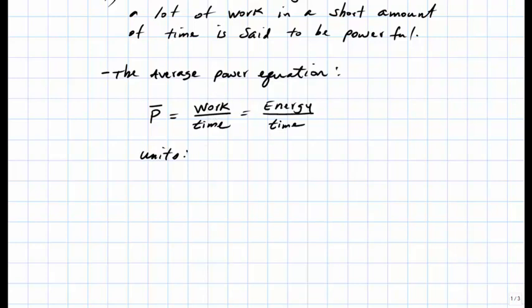Work has units of joules, and time is measured in seconds. And as it turns out, a joule per second is called a watt. So power is measured in units called watts. We will now derive another equation that describes average power.